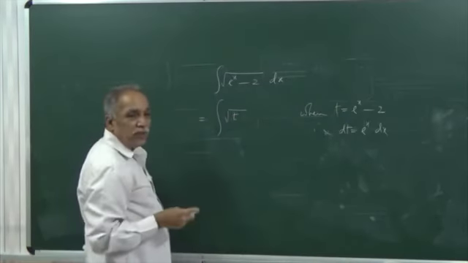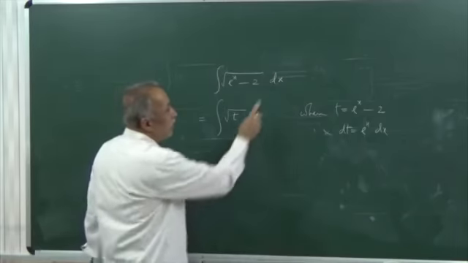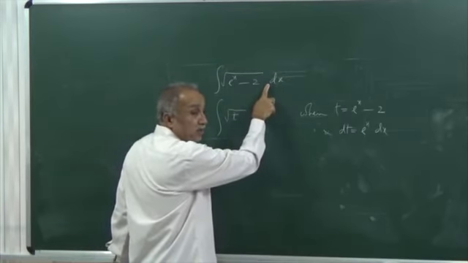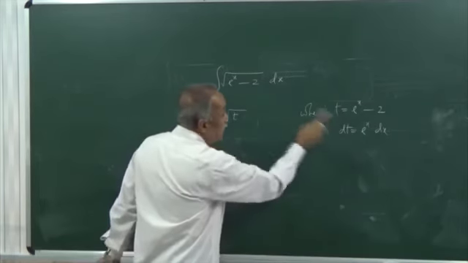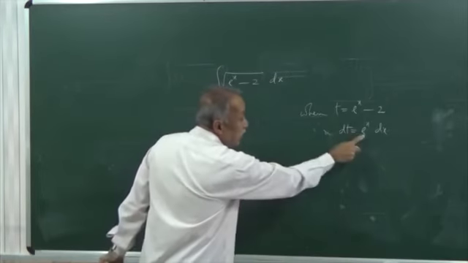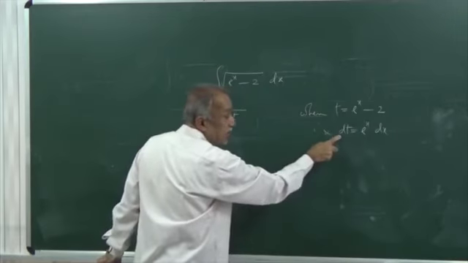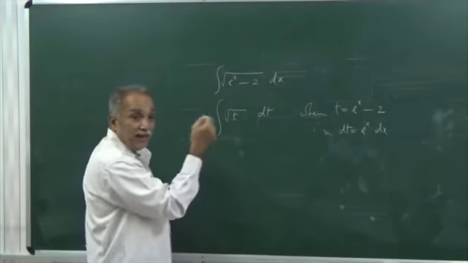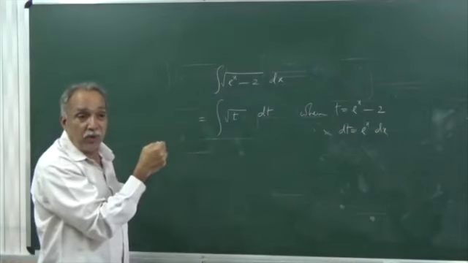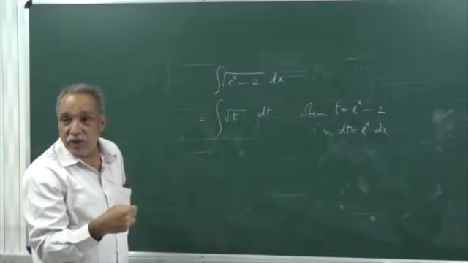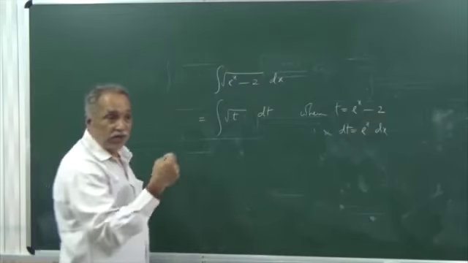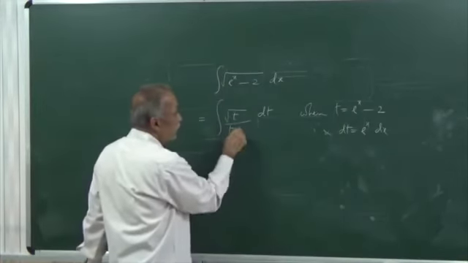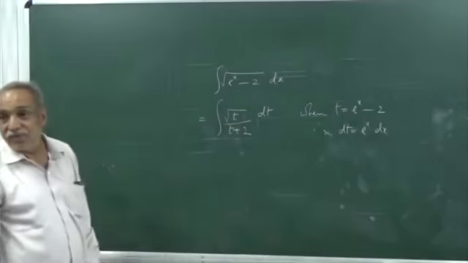This is root of e power x minus 2. To get a replacement for dx, I need an e power x with it in the numerator. When you supply that from outside, you will be getting e power x dx replaceable by dt. But to balance that e power x brought from outside, you have to now divide the whole thing by e power x. What is that e power x in terms of t? It is t plus 2.